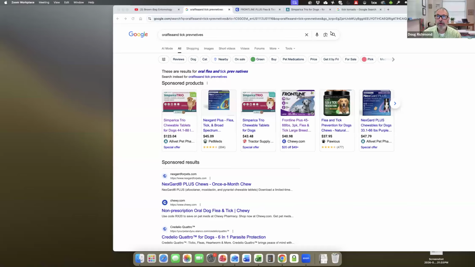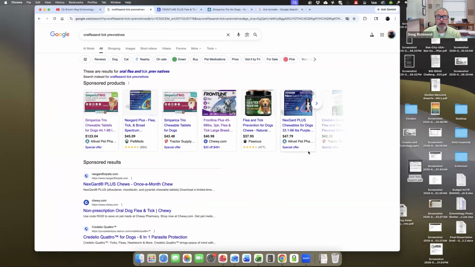Let me just follow up. I know Choki covered this in her presentation about the different layers of protection for pets. I'm going to share my screen real quick and just show you some quick information here. Here are some common tick preventive products for pets. I think typically people are either using the Simparica Trio or Frontline.